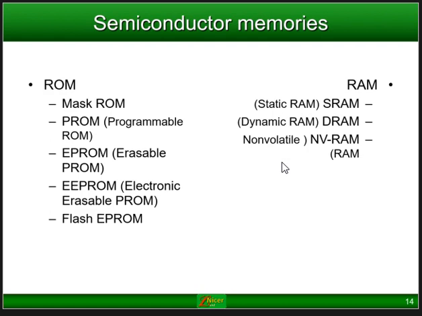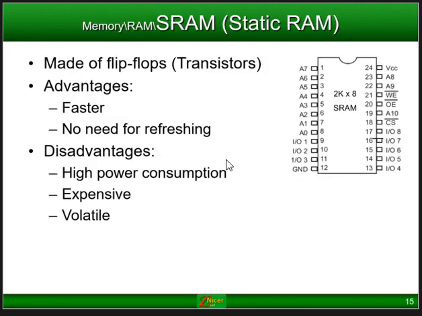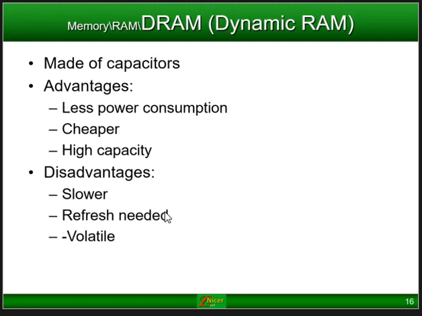So back to semiconductor memories. Let's look at RAM quickly. The first one is static RAM, and this is made of flip-flops or transistors. The advantages: it's faster, no need to refresh. Disadvantage: it's got high power consumption, it's expensive and volatile. What that means is the moment that you remove the power on this specific chip, whatever you had stored inside there, it's gone. That is what volatile means.